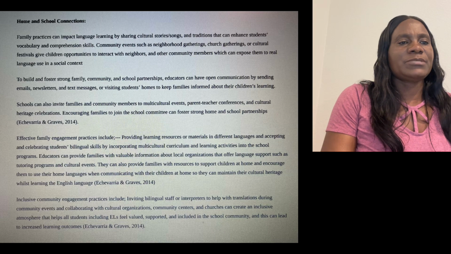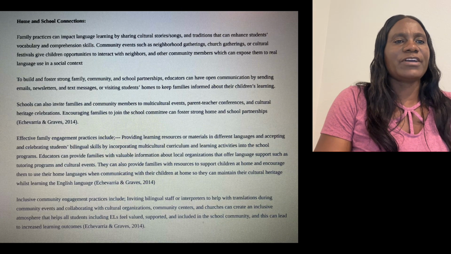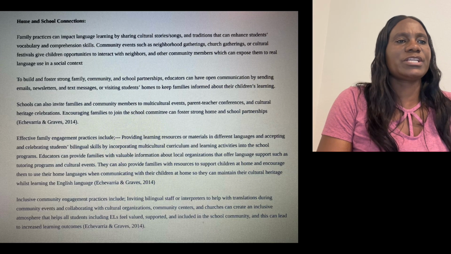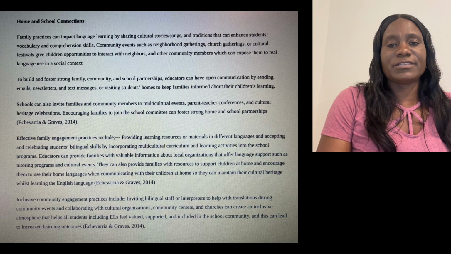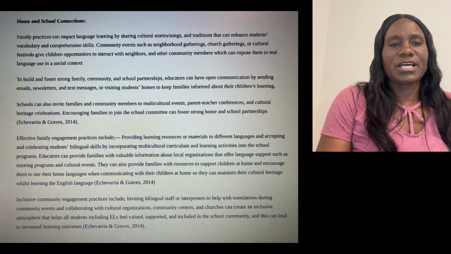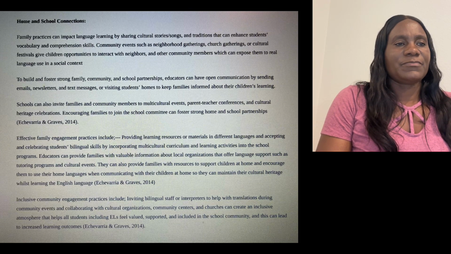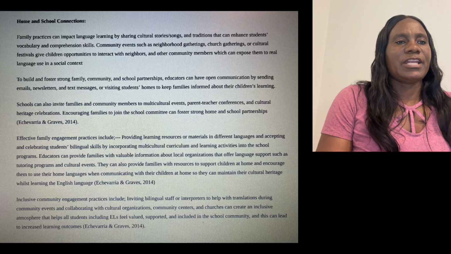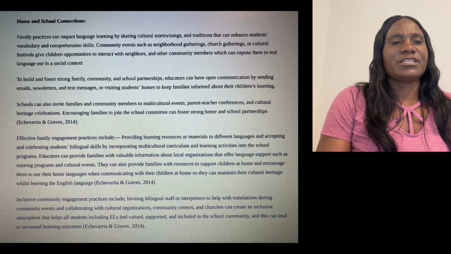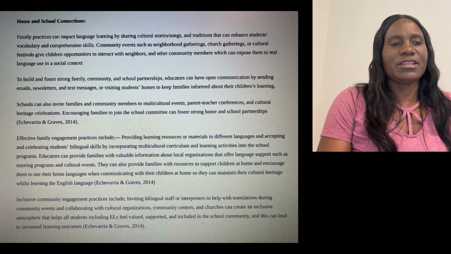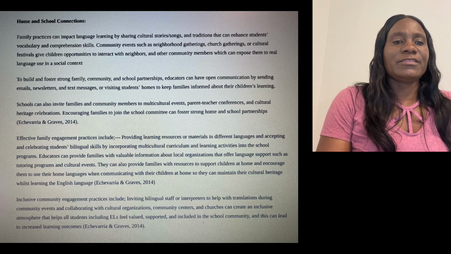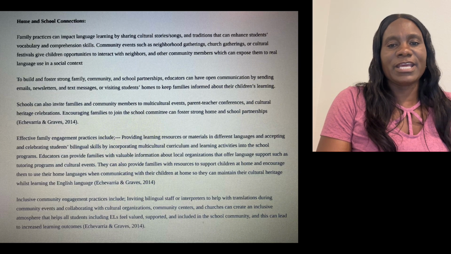Inclusive community engagement practices include inviting bilingual staff or interpreters to help with translations during community events and collaborating with cultural organizations, community centers, and churches. This can create an inclusive atmosphere that helps all students, including ELs, feel valued, supported, and included in the school community. And this can lead to increased learning outcomes.